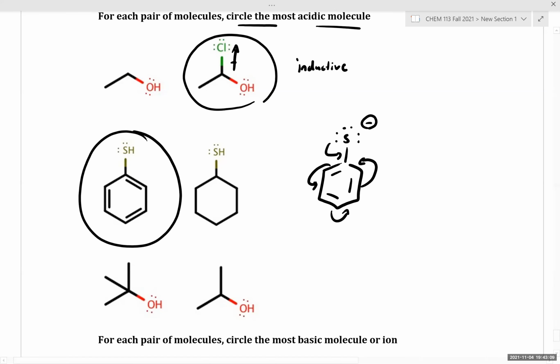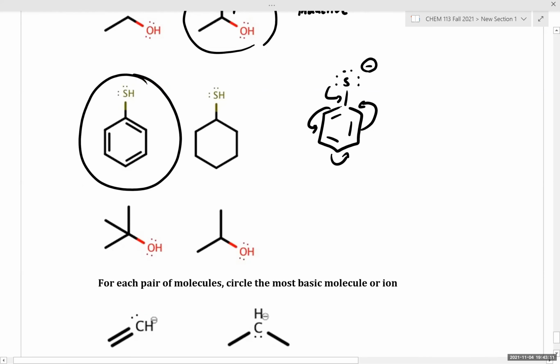Yep. Perfect. Okay, what about these two? You have a tertiary and a secondary alcohol. What's more acidic? It's a minor effect until it's no longer a minor effect. It's these subtle things that can have dramatic impacts in the selectivity of reactions. Which one's more acidic?